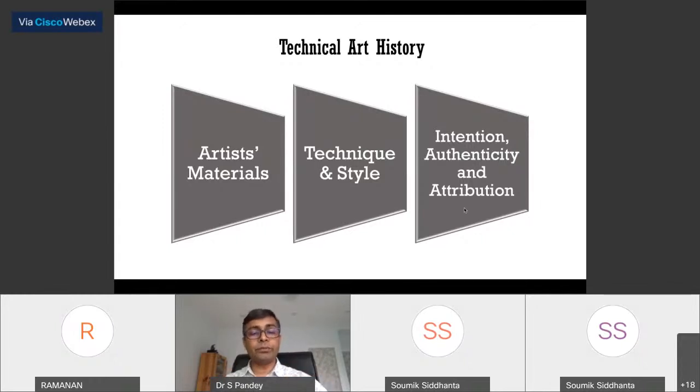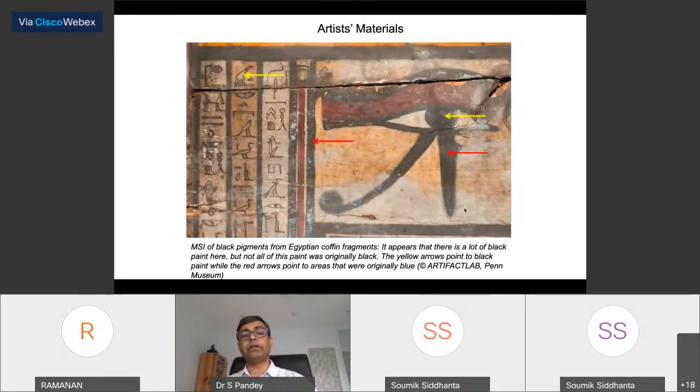So looking at artist material, what kind of material a particular artist used, what techniques he or she followed, whether the artwork that was created by an artist centuries ago was modified, forged, altered, changed, and whether it is still possible to attribute the artwork to a particular artist is what we look at with the help of science. So when we look at artist material.